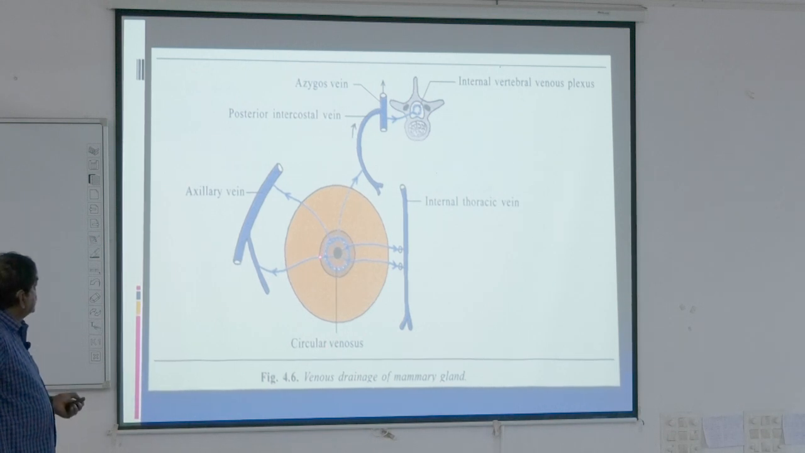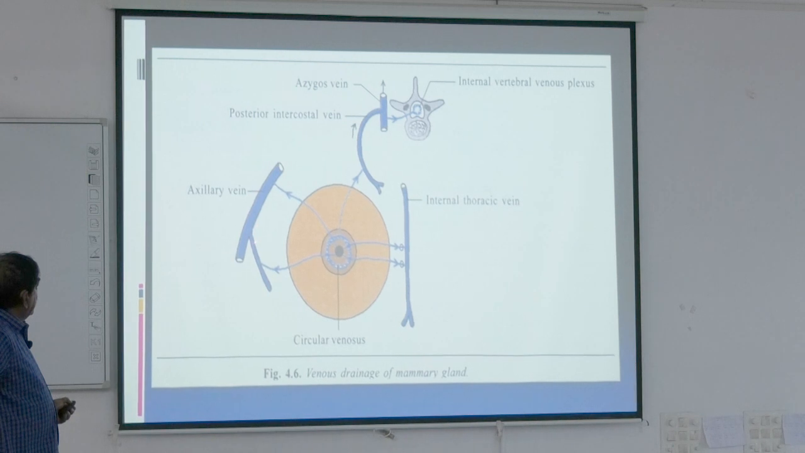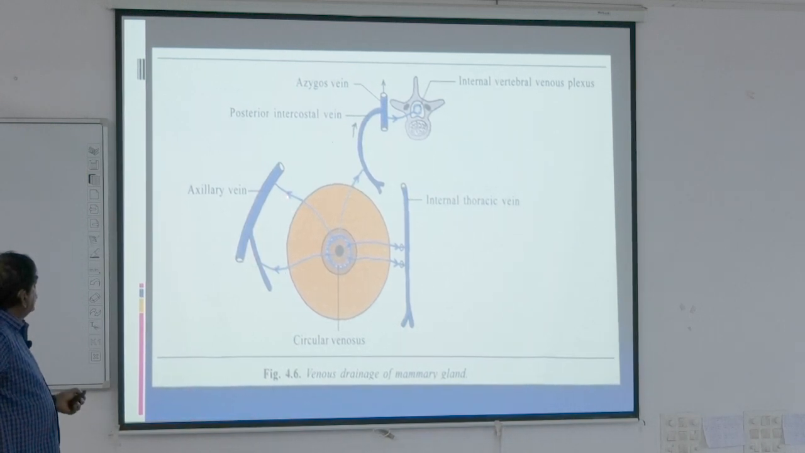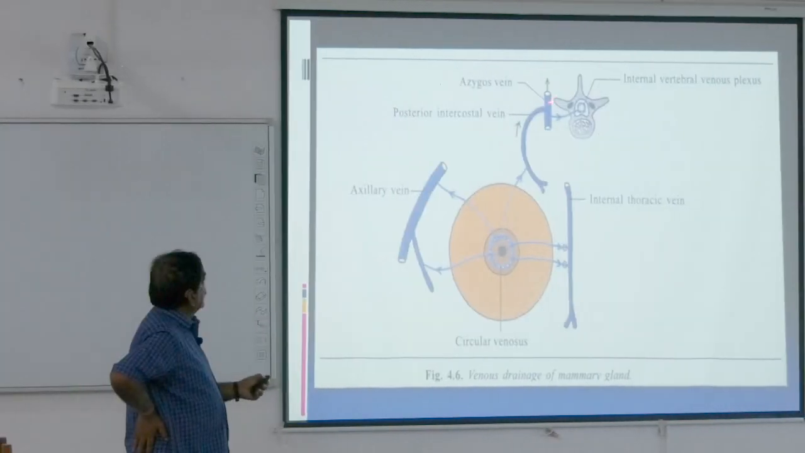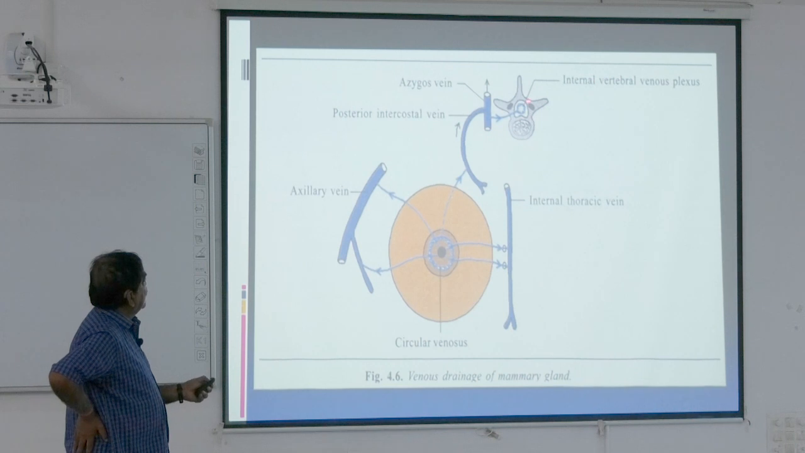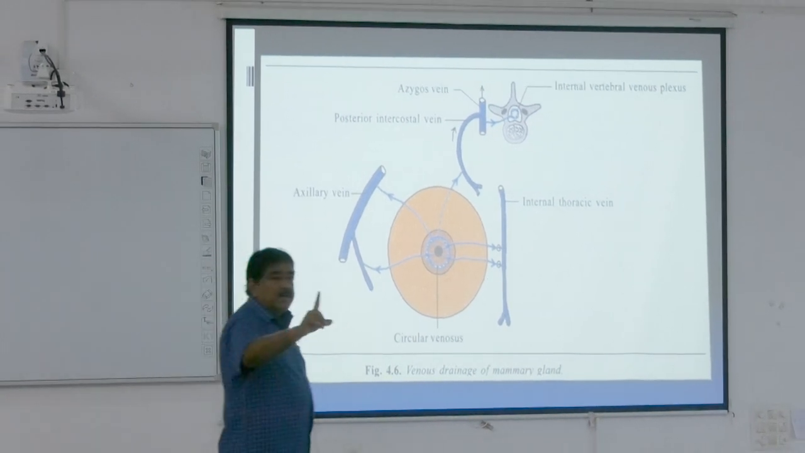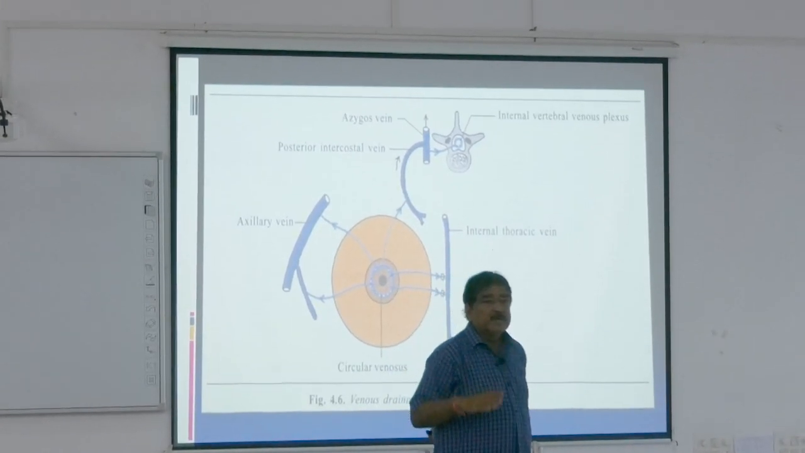This is the venous ridge. Now, internal thoracic vein. This is the axillary vein. See the beautiful picture. And the posterior intercostal vein, azygos vein, and the internal venous plexus. Now, one is leading to the other.